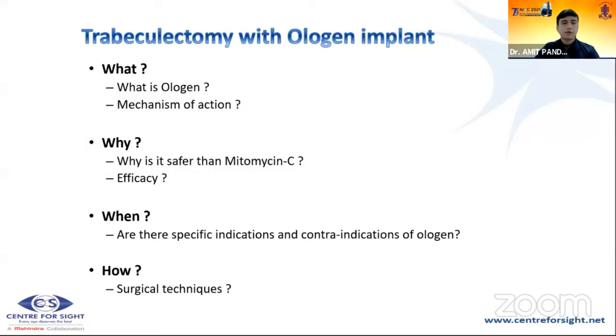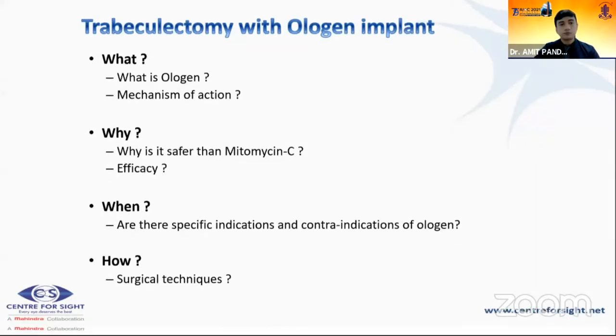I'll be taking this talk on these 4 subheadings: what, why, when, and how. What Ologen is basically, what is the mechanism of action, why is it a safer alternative to mitomycin C, and what about the efficacy as compared to MMC? Are there any specific indications or contraindications of Ologen, when to use it, and how to use it? What is the surgical technique like?